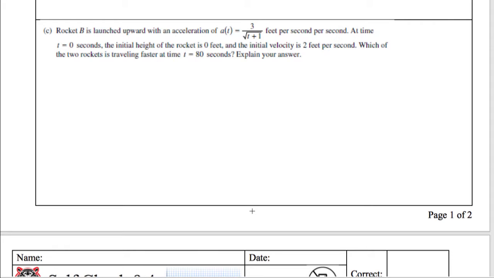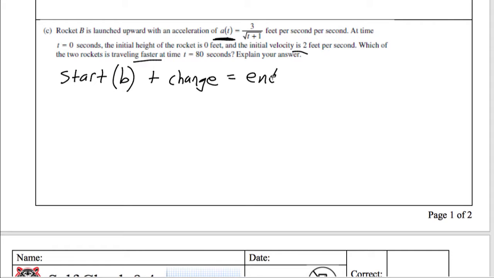Again, this is a start plus change, because in order to find traveling faster, we're talking about velocity. In order to find velocity from acceleration, which is what it's giving us, we have to go backwards, which means we're taking the integral. We have an initial velocity of 2. So my start, and I'm talking about rocket B in this case, plus change equals end. So my start is 2. My change is the integral between 0 and 80.